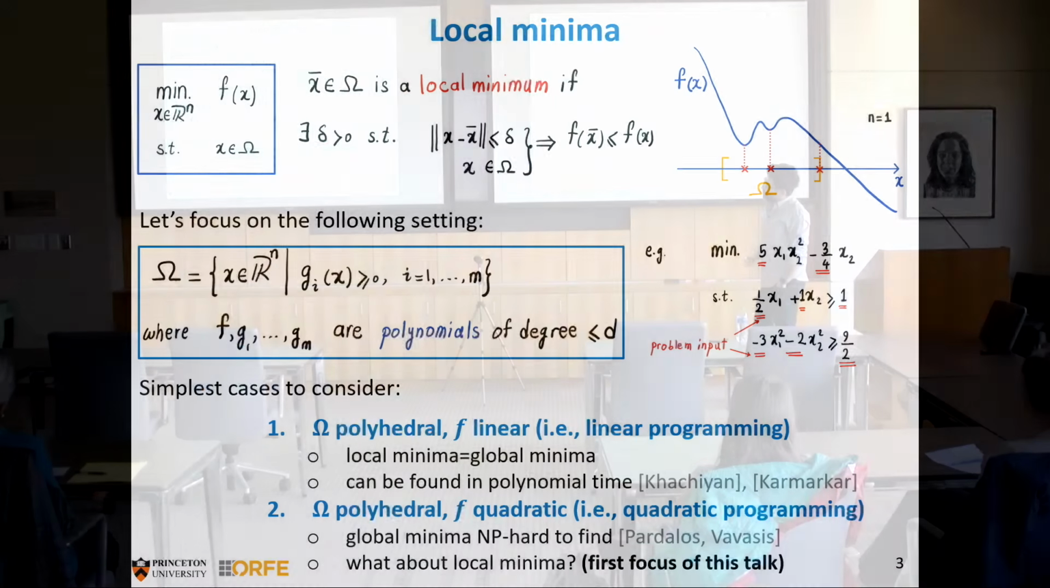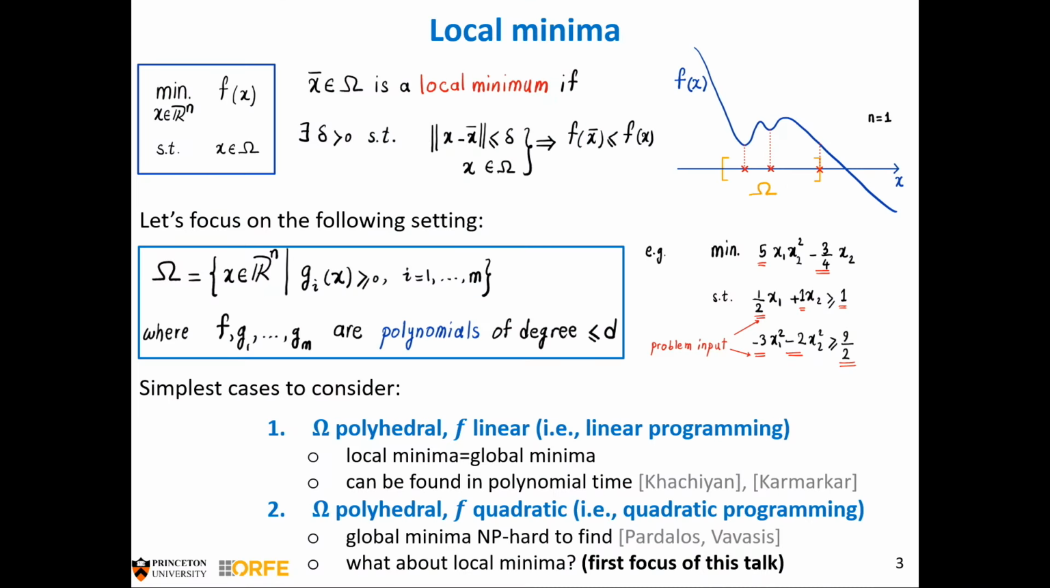So let's look at some basic cases. If omega is polyhedral, so all the g_i are affine, and f is a linear function, this is, of course, linear programming, a convex problem, and local and global minima are the same and can be found in polynomial time, for instance, by the ellipsoid method.